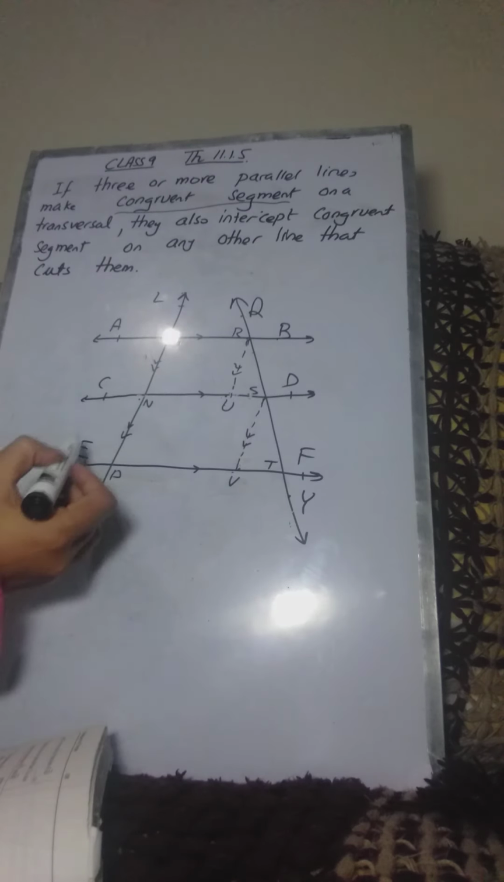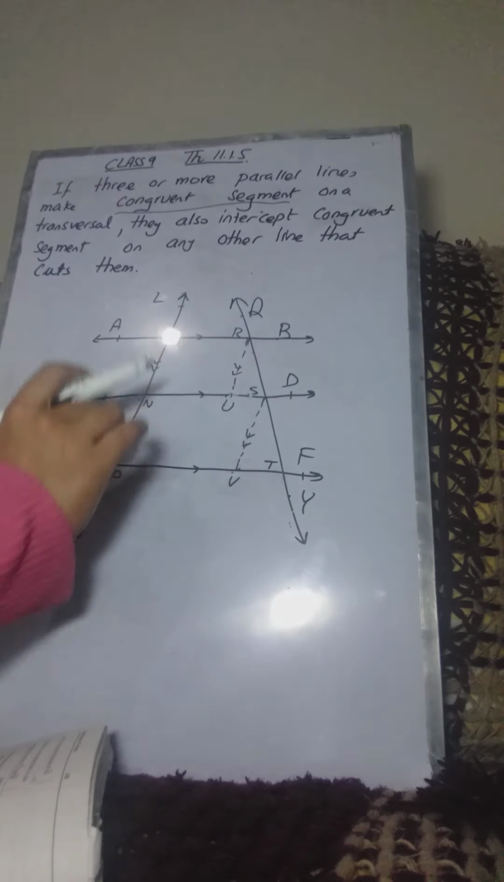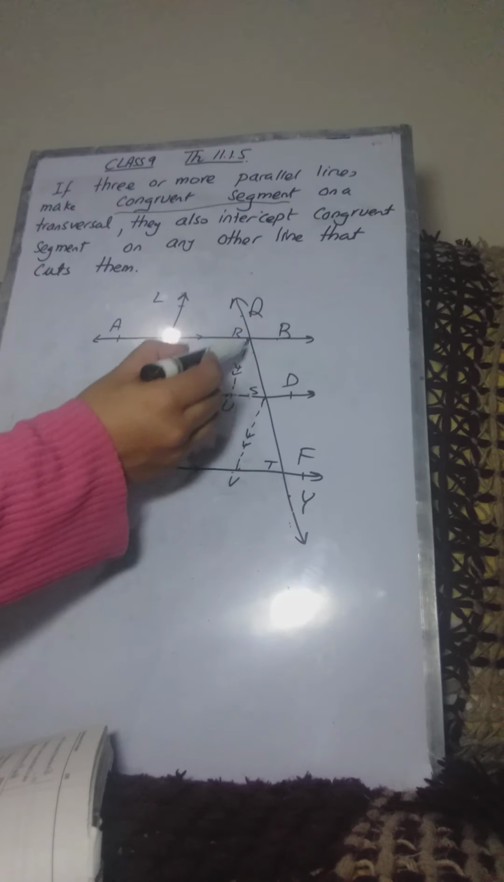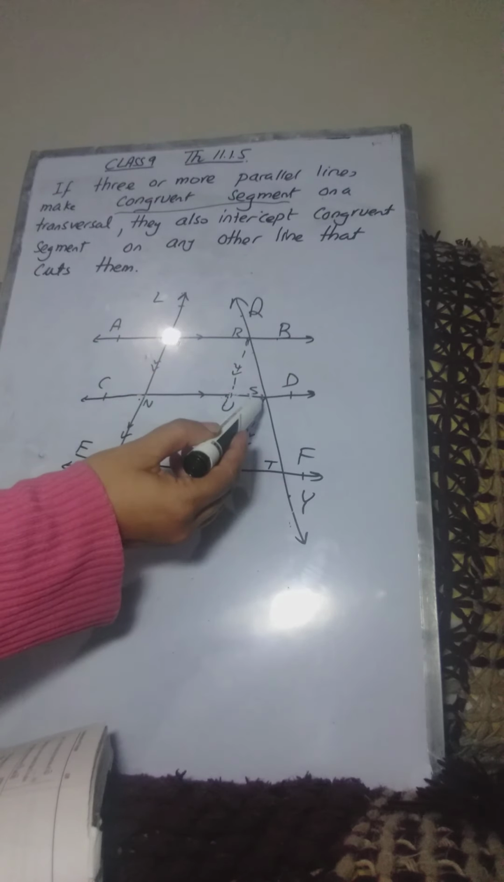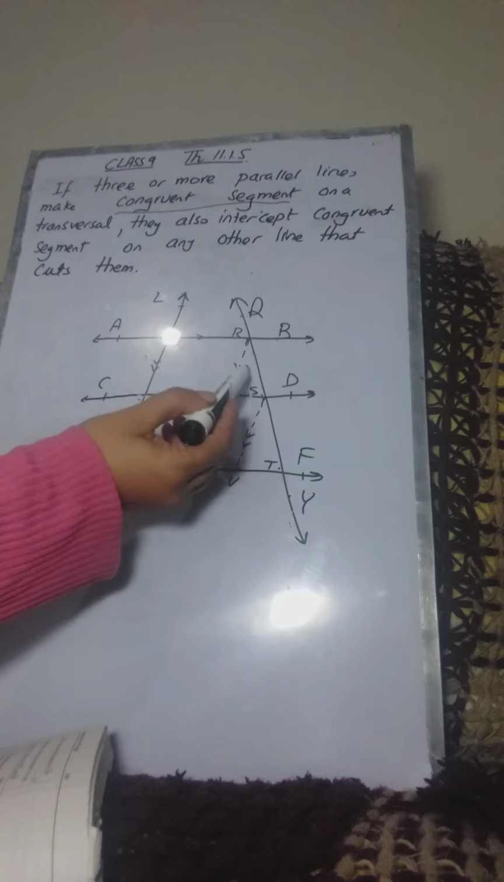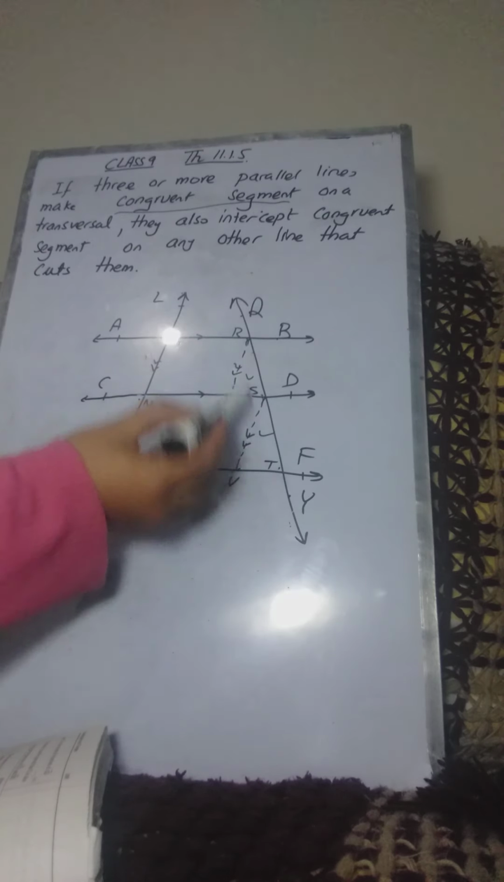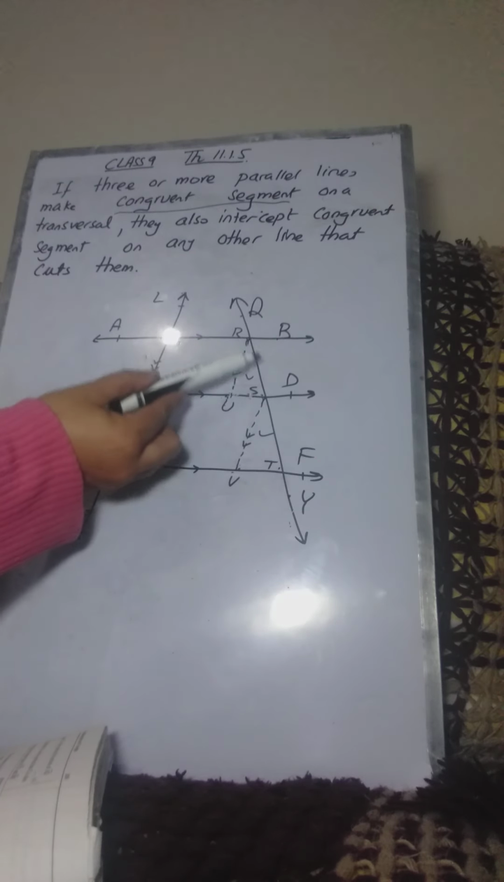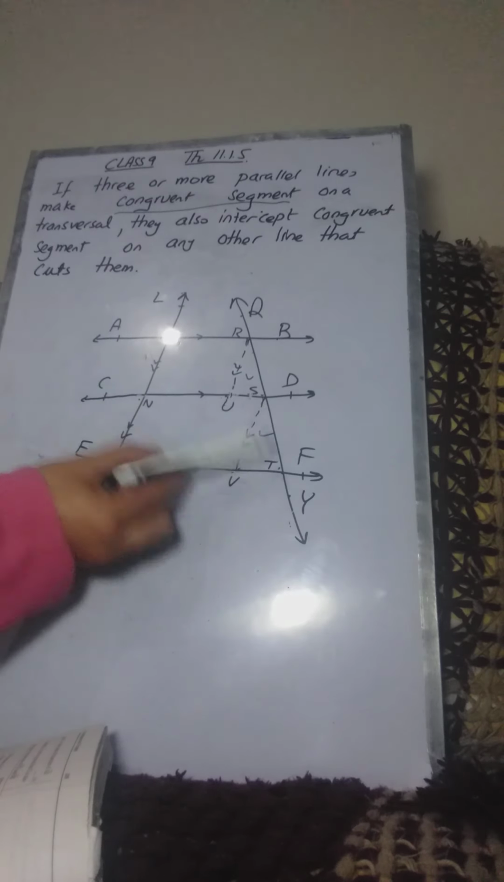The first step will be this construction, and then we are going to get enough information to prove these two triangles, RSU and SVT, congruent. This will give us the result that RS is congruent to ST. So let us start the theorem.